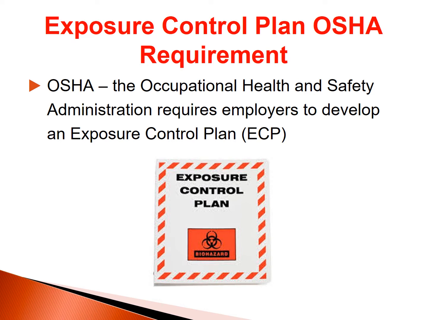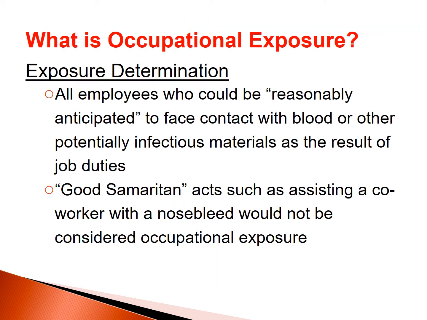This plan basically lays out the dangers that employees could face if they come into contact with blood or infectious materials as a result of their regular job duties. One thing that OSHA does make an exception on is what they call Good Samaritan acts. So if you're assisting a coworker, like with a nosebleed, that's not necessarily considered occupational exposure because it's not directly related to your job duties.